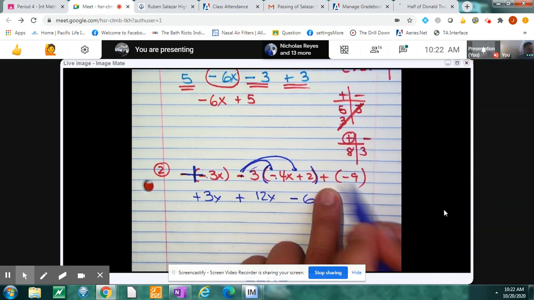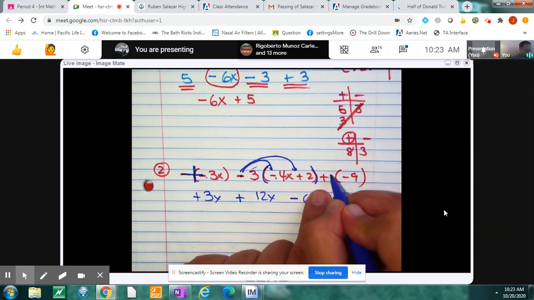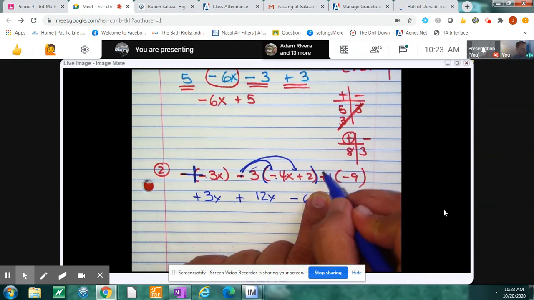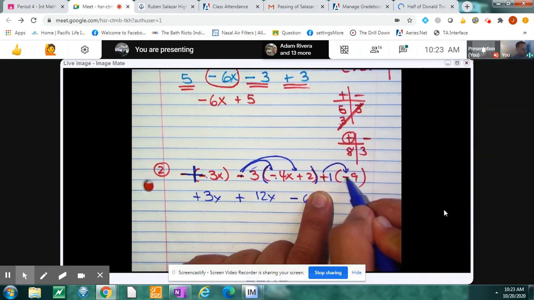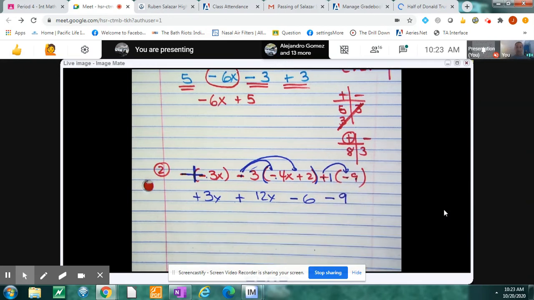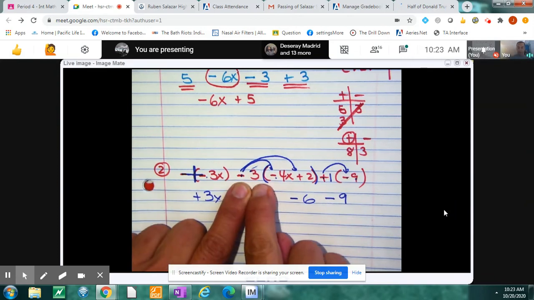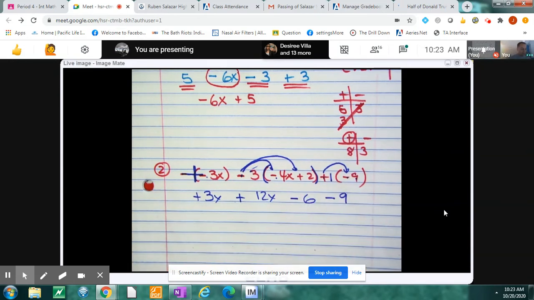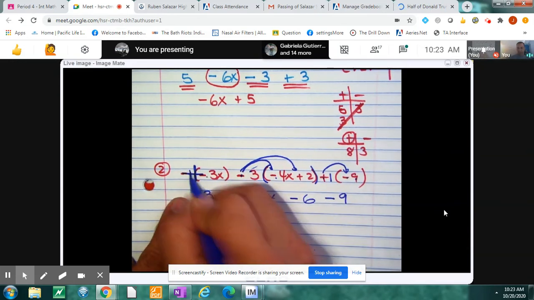Now what about plus negative 9? You leave it alone. But you could put a plus 1, right? To get rid of the parentheses and then multiply. Positive times negative is negative. 1 times 9 is 9. See how now the parentheses are gone? That's all you could do, right? I can't put a 1 here because there's a 3, but I could put a plus 1. I could have put a minus 1 too.